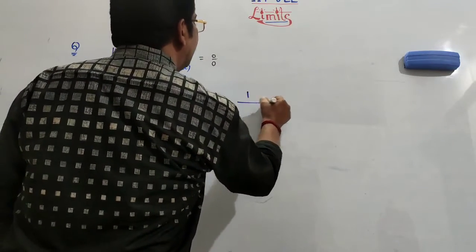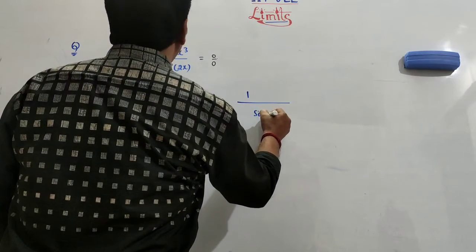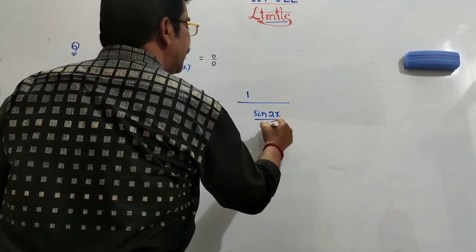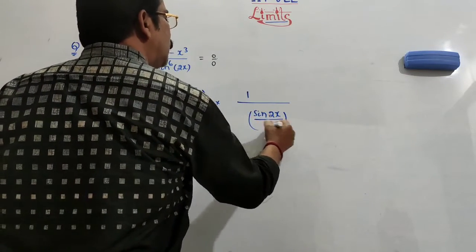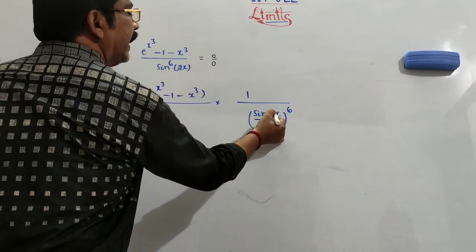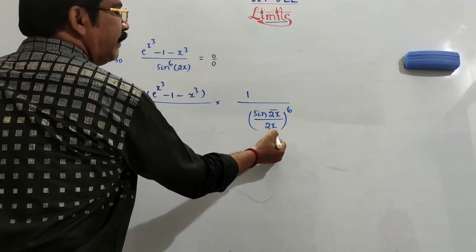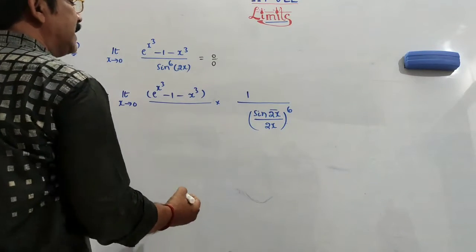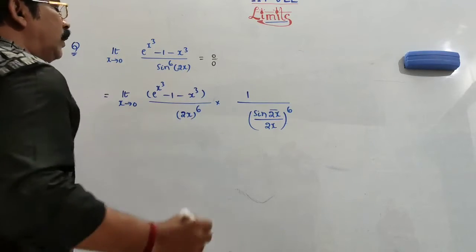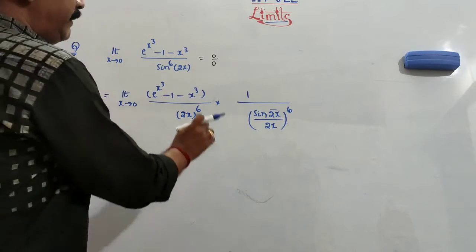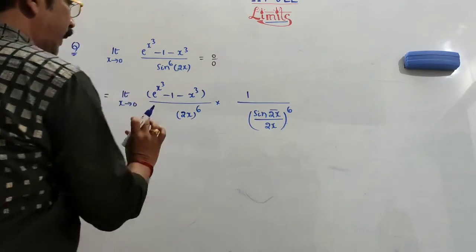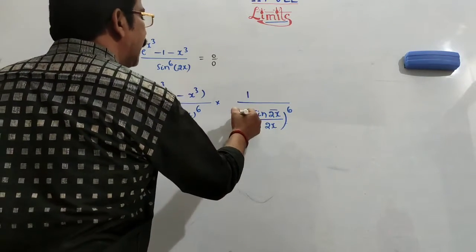So it is 1 divided by sin to the power of 6, meaning (sin 2x) whole to the power of 6. We divide extra by (2x) whole to the power of 6. For no loss of generality, write here (2x) to the power 6, so we divide and multiply with (2x) to the power 6.